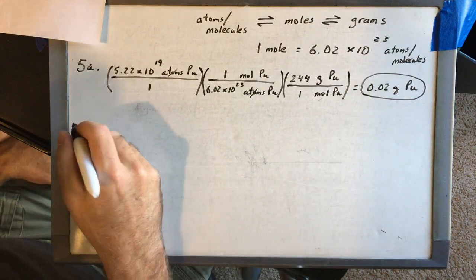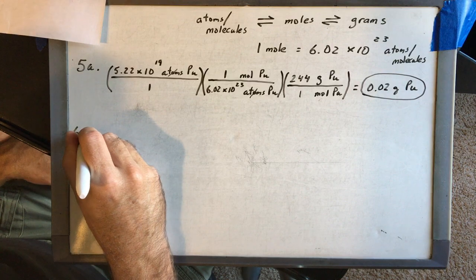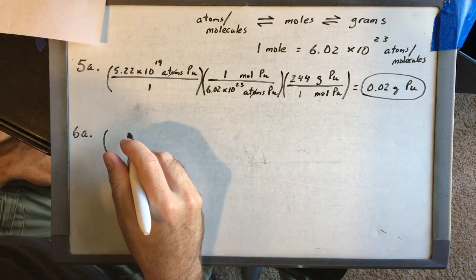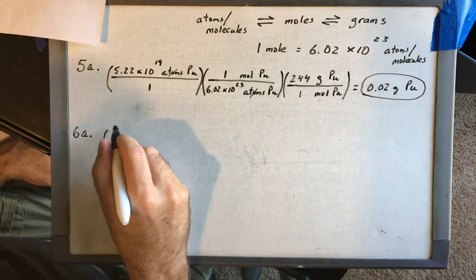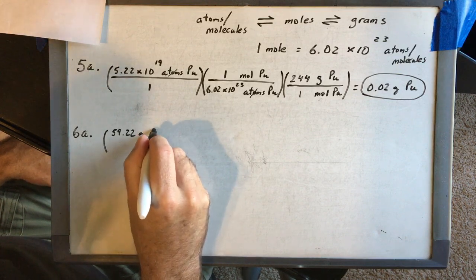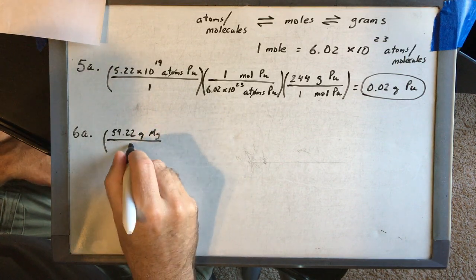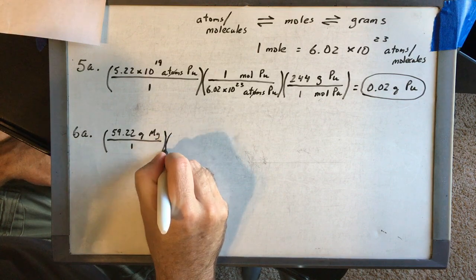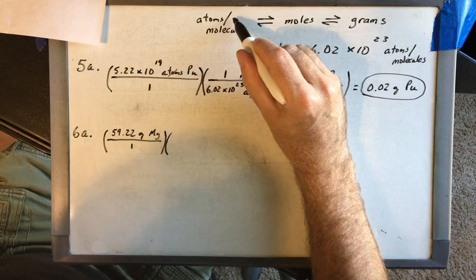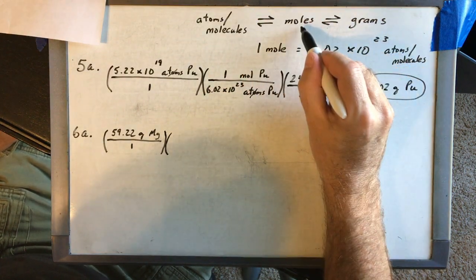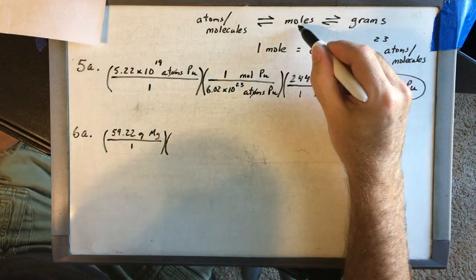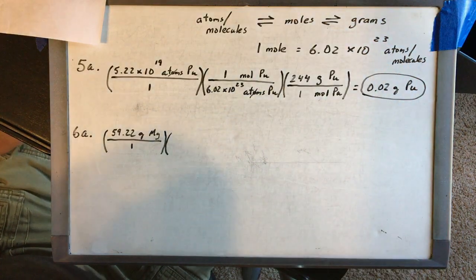All right, and then the last one I want to do for you on worksheet 1, before I go to worksheet 2, is 6A. All right, 6A says, how many atoms are in 59.22 grams of magnesium? So put what you've been given over 1. We're starting at grams. We want to go to atoms. How many atoms? We have to go through moles. So you do have to memorize this process. All right, so let's go to moles first, and then we'll go to atoms.